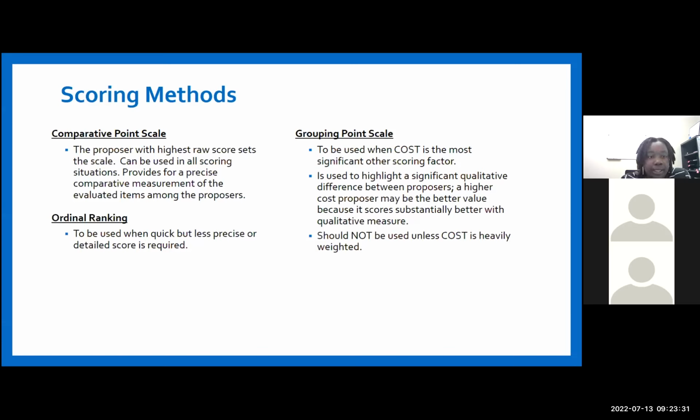scoring. Ordinal ranking to be used when quick but less precise or detailed scores are required. That's the 1, 2, 3. Grouping point scale to be used when cost is the most significant other scoring factor, and is used to highlight a significant qualitative difference between proposals. A higher cost proposal may be better value because it scores substantially better with qualitative measures. Should not be used unless cost is heavily weighted.